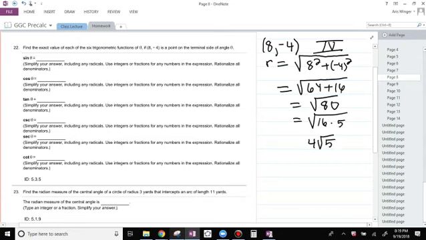The sine is going to be the y coordinate, negative 4 over 4 square root of 5. So it's just, I'm sorry, it's y over r, x over r. And then all the rest of them just follow: y over x, r over y, r over x, and then x over y.